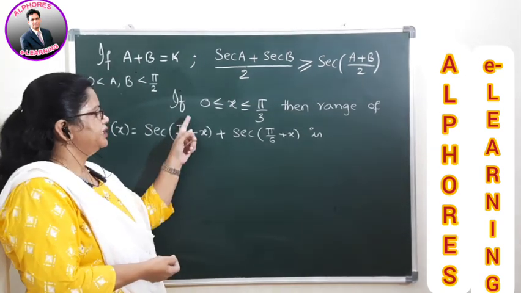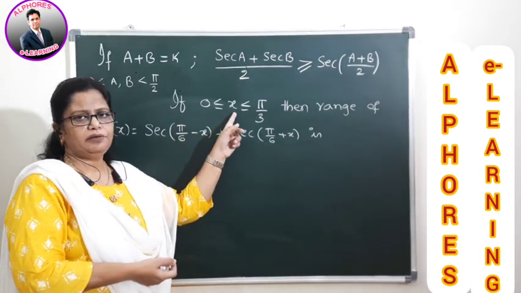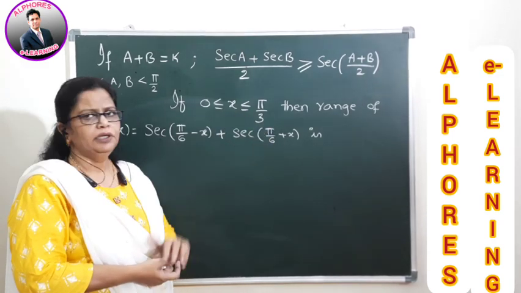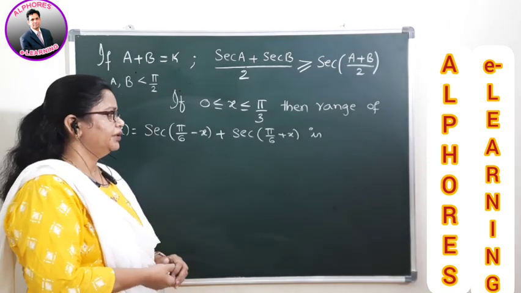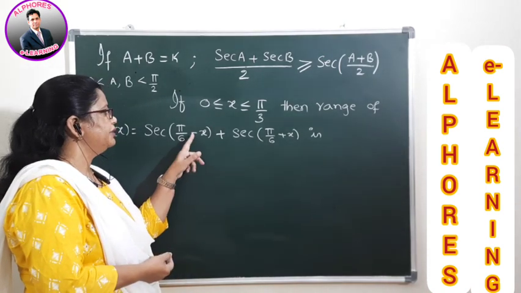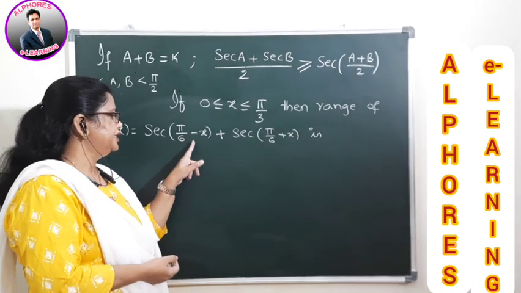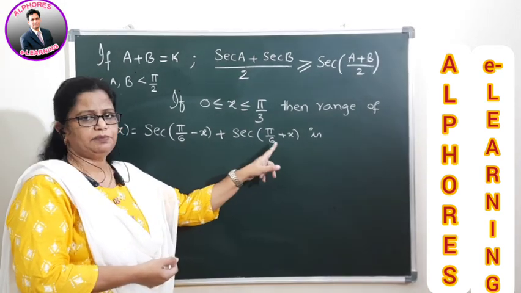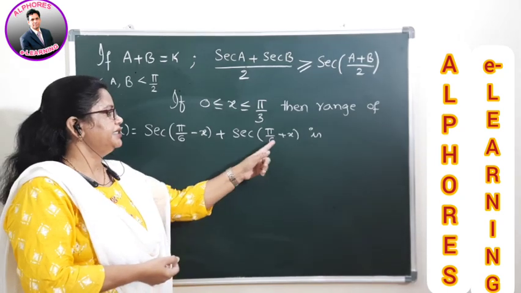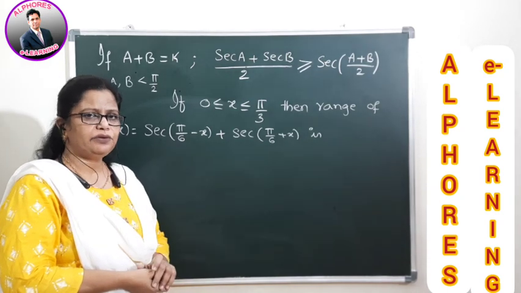Now suppose, students, if you observe this one, 0 ≤ x ≤ π/3, what is the range of the function? f(x) is given in this way. Then also you can observe, students, the sum of the angles is a constant. What is the sum of the angles? π/6 − x plus π/6 + x. It is nothing but π/3, which is a constant.